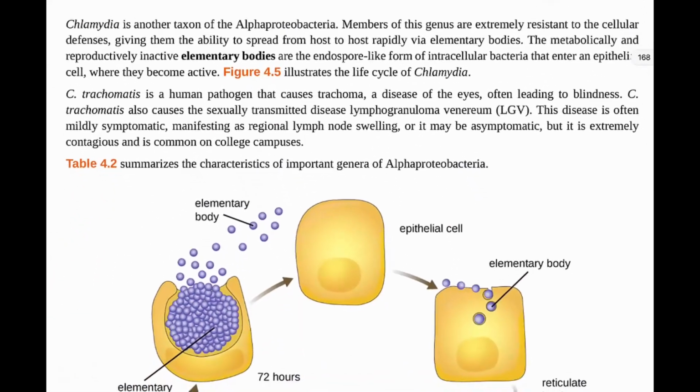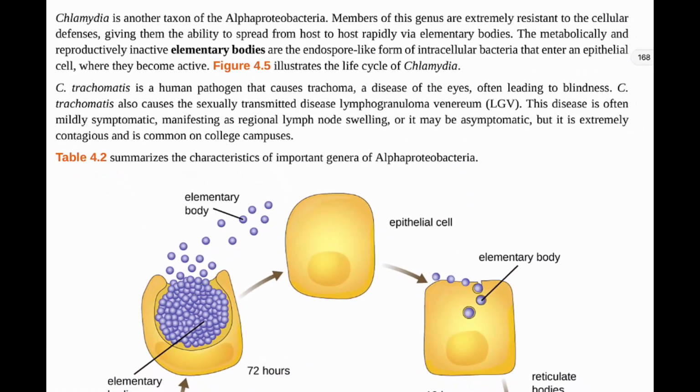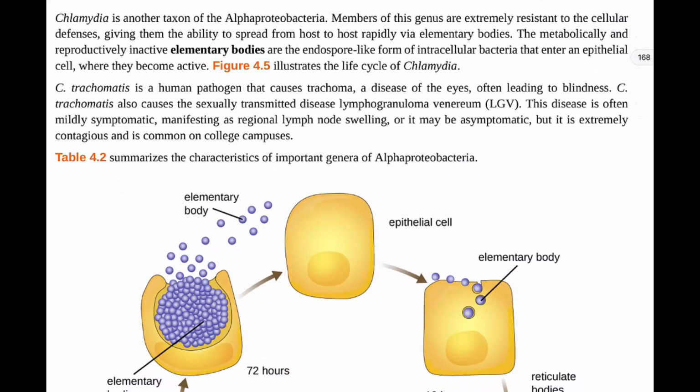Chlamydia is another taxon of the AlphaProteobacteria. So we just talked about the rickettsia, now we're talking about chlamydia. Members of this genus are extremely resilient to the cellular defenses. They have the ability to spread from host to host rapidly via these elementary bodies, as they're called. The metabolically and reproductively inactive elementary bodies are an endospore-like form of the intracellular bacteria.